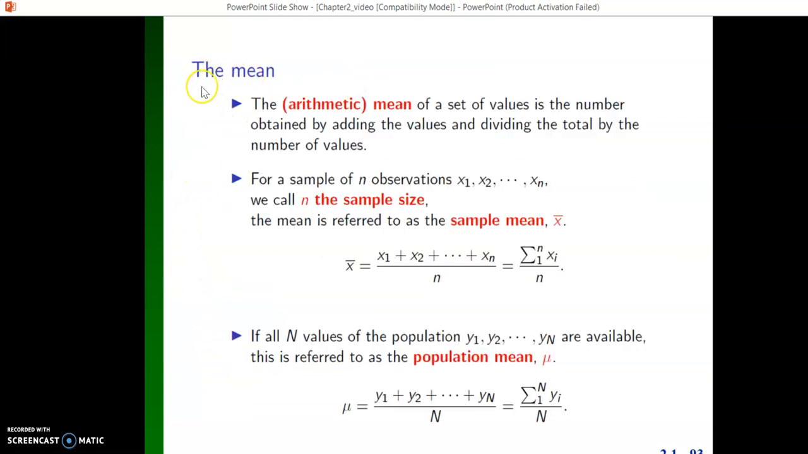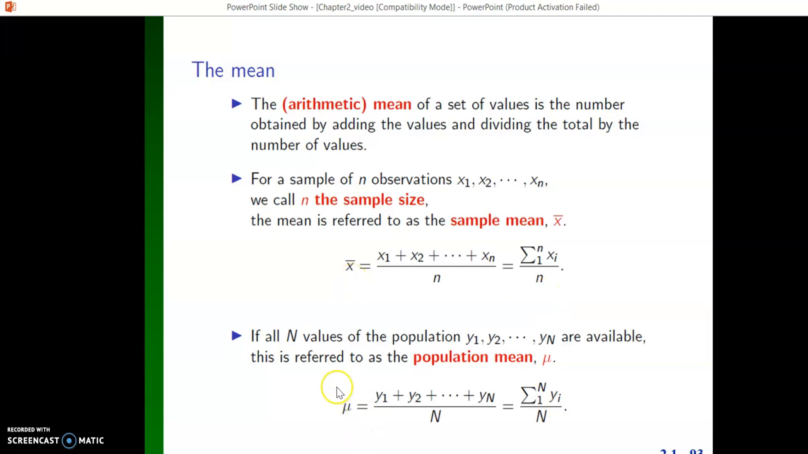For example, how to denote the mean? For the sample mean, we use the notation x bar. For the mean, we add all the data and divide it by the number of data, which is called the sample size. Instead of writing this, we use the notation sigma xi, 1 to n, divided by n. That is called x bar.